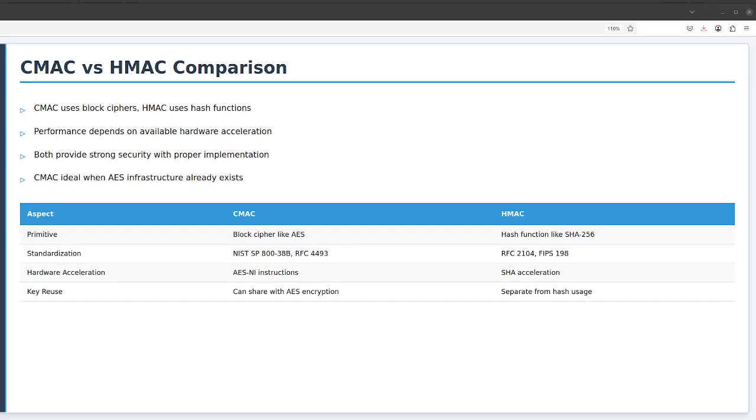One advantage of CMAC is that if your system already uses AES for encryption, you can reuse the same key schedule and hardware acceleration for both encryption and authentication. This can simplify key management and improve overall system efficiency. HMAC requires hash function support, which is a separate requirement. In practice, many systems use HMAC because it has been around longer and has broader library support, but CMAC is gaining adoption, especially in embedded systems and hardware security modules where AES acceleration is prevalent.